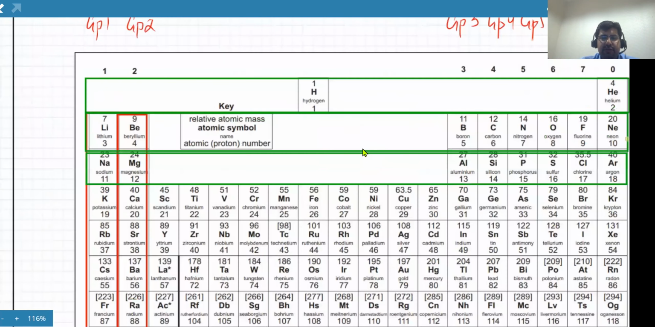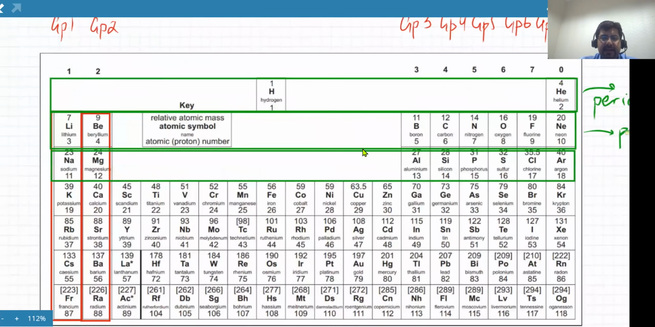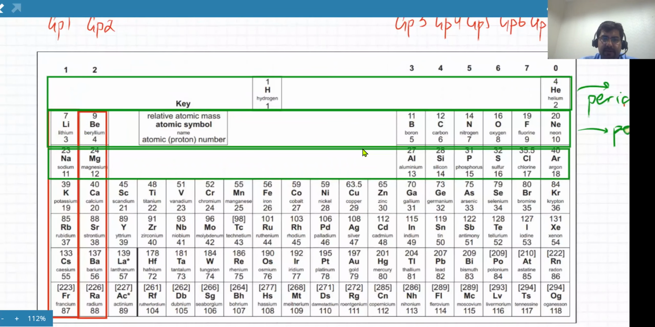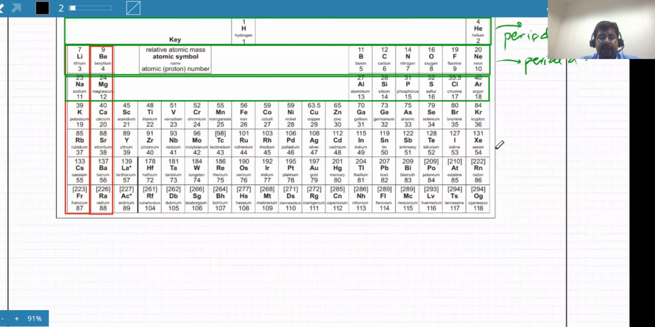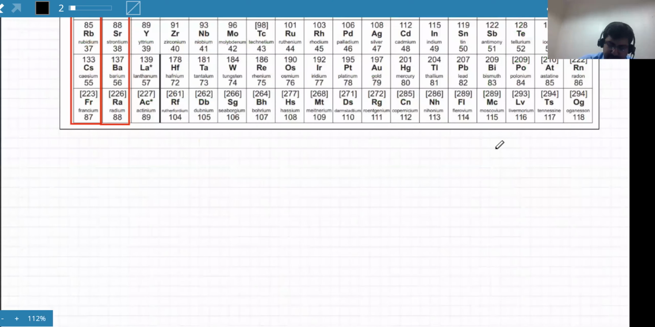The other thing that you should know is that elements are arranged according to the proton number. You've got hydrogen, that's the first one. Remember, hydrogen is the element that doesn't really have a group. Then you have helium, that's two. Then it's three, four, five, six, seven, eight. So elements are arranged according to their proton numbers.